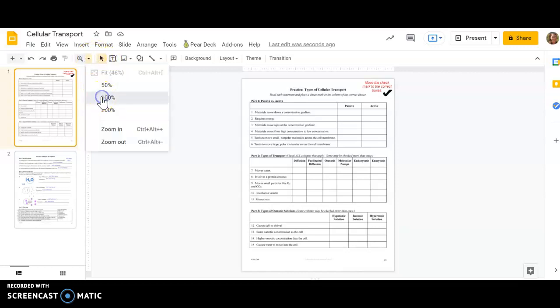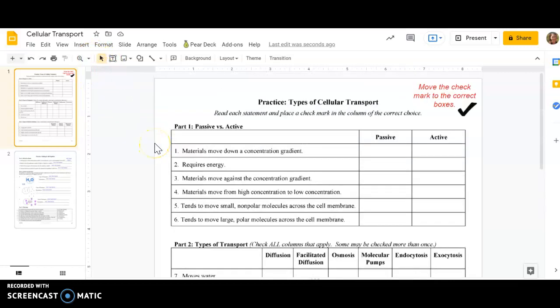We're going to go ahead and blow this up to 100% so we can see it well. And you'll notice this first page is a series of statements, and you are going to identify what category they fall into. So let's look at this first one, materials that move down a concentration gradient. If you remember, a concentration gradient is referring to two different amounts. So inside of a cell, we might have 5% sugar, and outside of the cell, we might have 20% sugar.